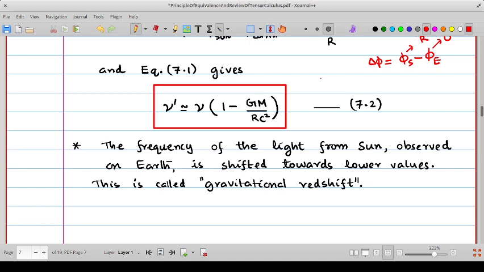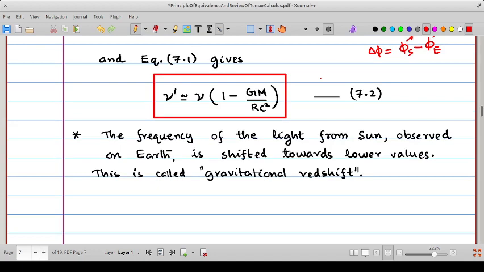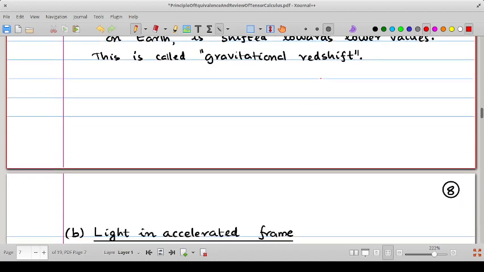So that means the observed frequencies get shifted towards the red region, to the lower frequencies or larger wavelengths, and therefore this red shift in the frequencies, because of the gravitational potential, is called the gravitational redshift.